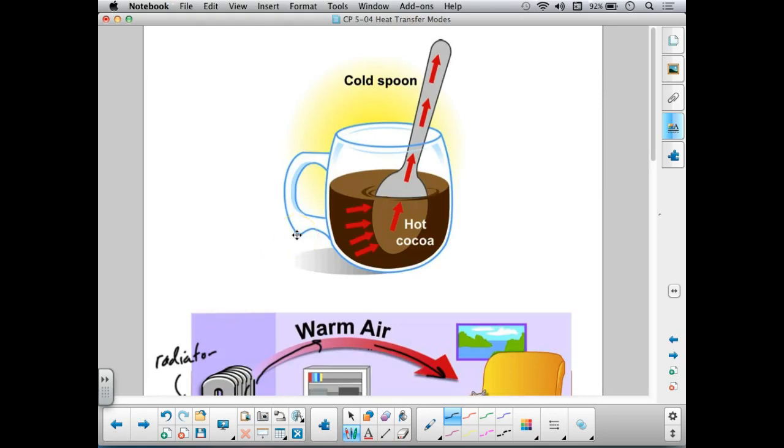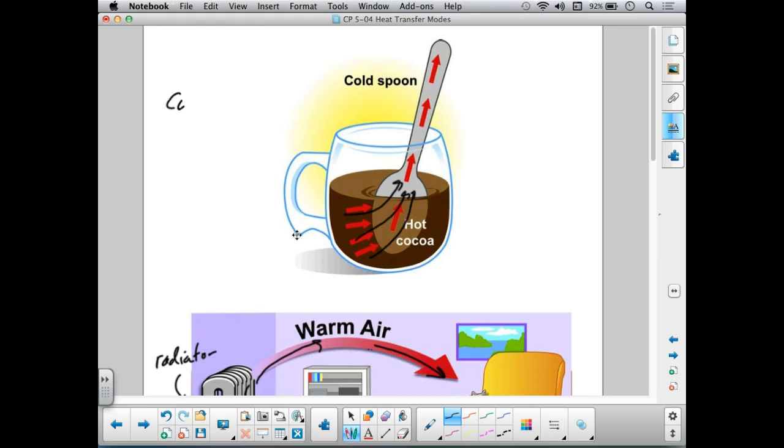Let's take a look at some other examples of heat transfer. So in the first case, I have a cold spoon that has been placed into some hot chocolate, and we have thermal energy moving from the warmer object, which is the hot cocoa, to the colder object, because remember, anything that's in thermal contact wants to come to the same temperature. So we need to increase the temperature of the spoon. How does thermal energy get from the hot cocoa to the spoon? Well, it actually flows through a solid object to get distributed through the spoon.